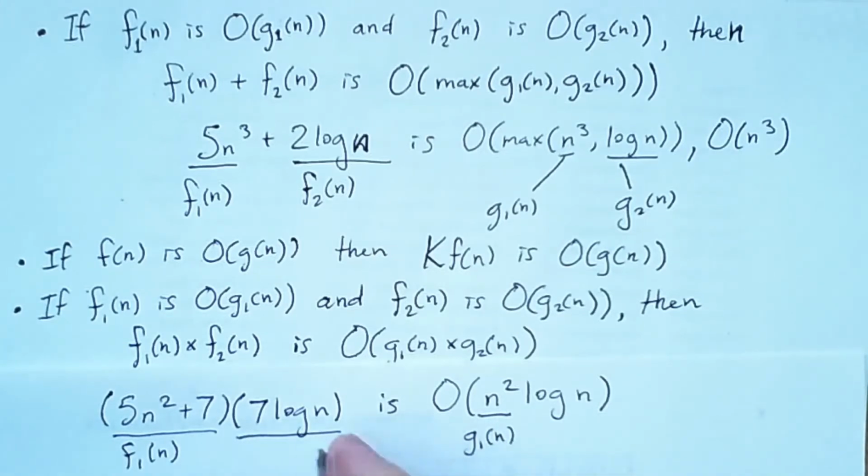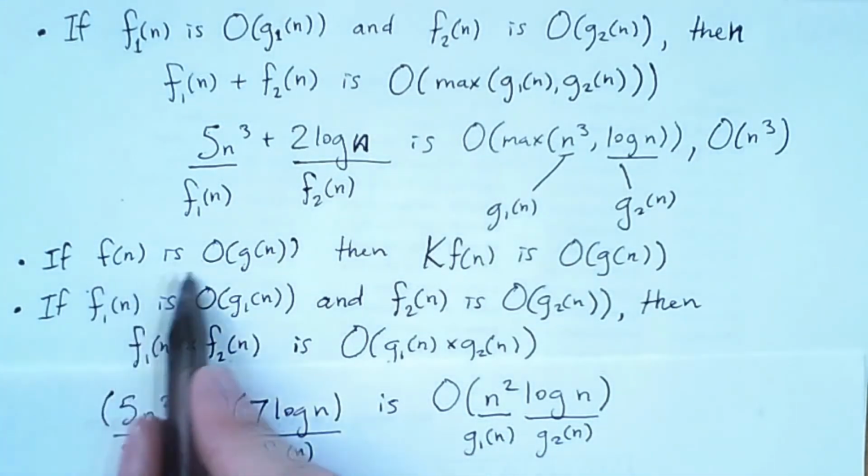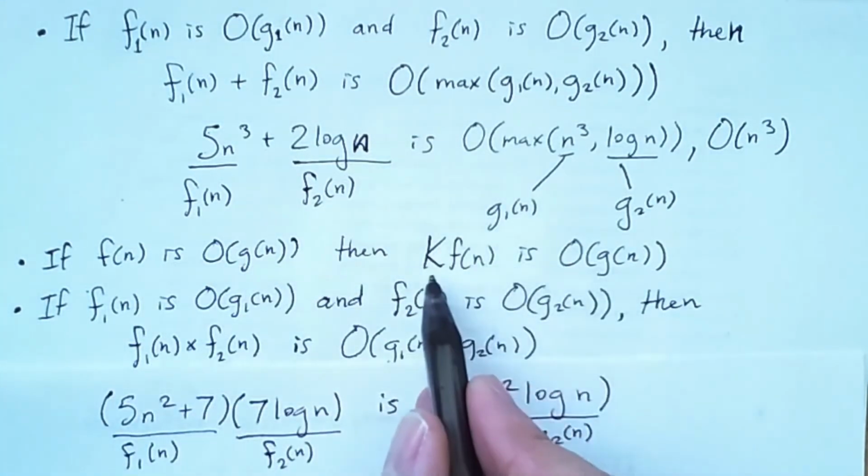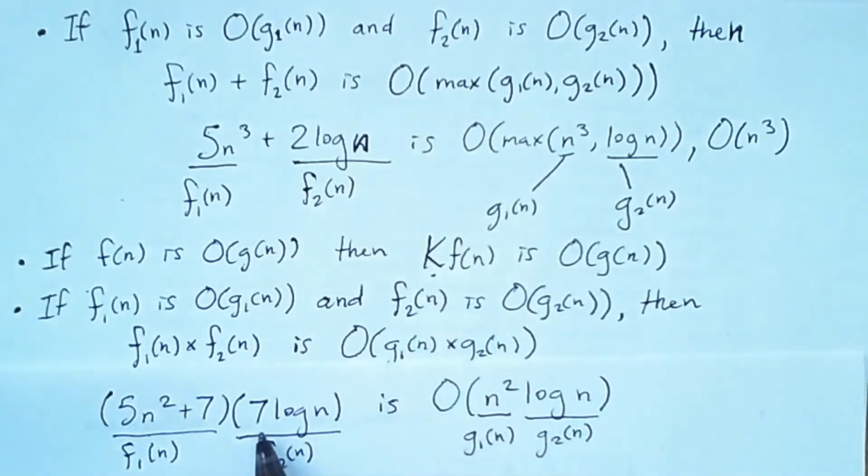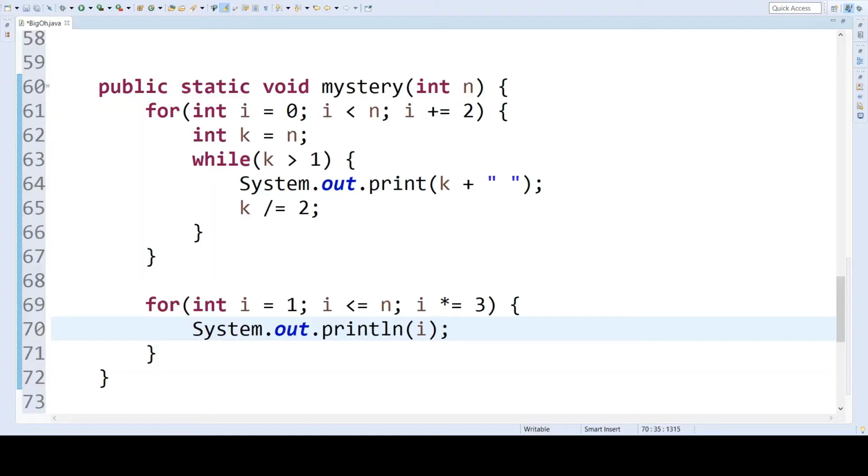And if 7 times log n was our f2 of n, then log n by itself would be our g sub 2 of n by this previous theorem I mentioned here, where the constant k in this example is 7. We can apply these concepts to actual code as well.